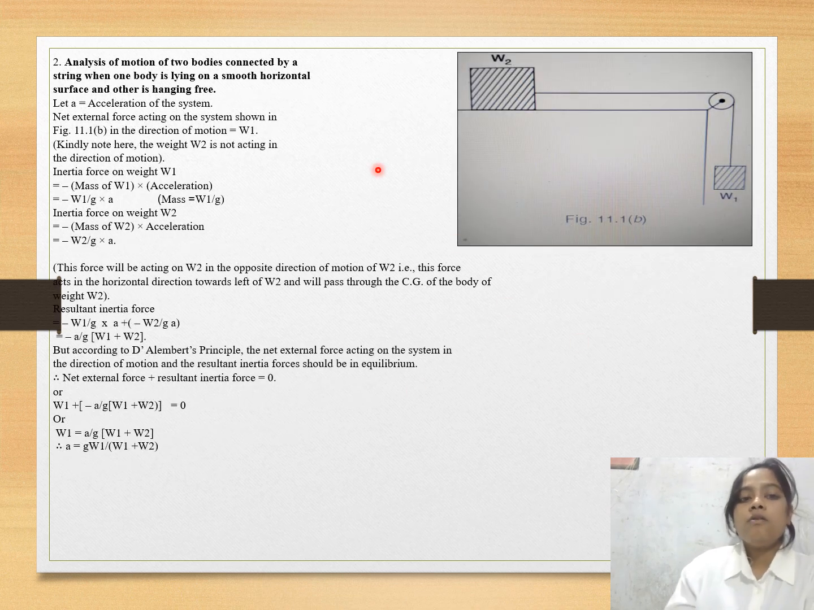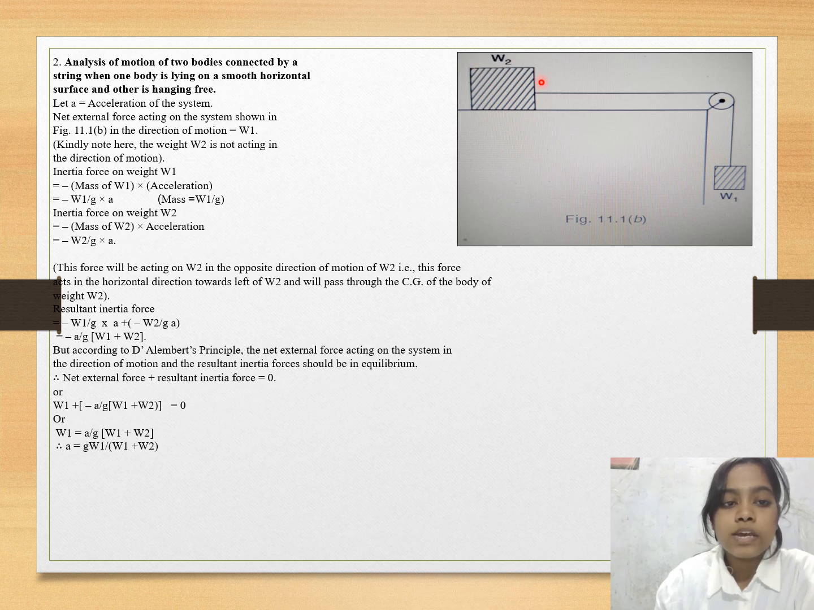Same here, but here the bodies are connected by a string, where one body is lying on a smooth horizontal surface and the other is hanging. So this is a smooth one and the other is hanging. So here also, let A be the acceleration of the system. So the net external force acting is shown as W in the direction of W1.